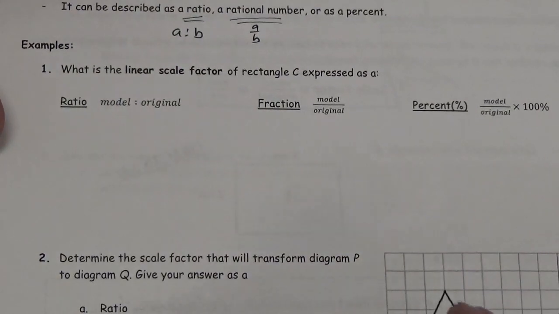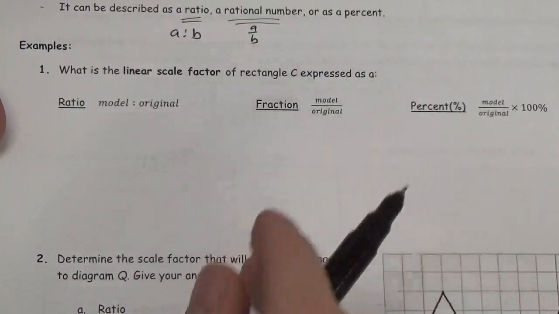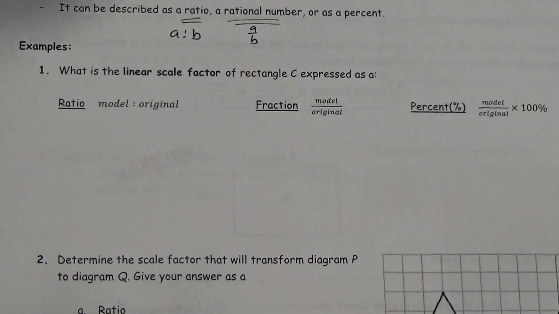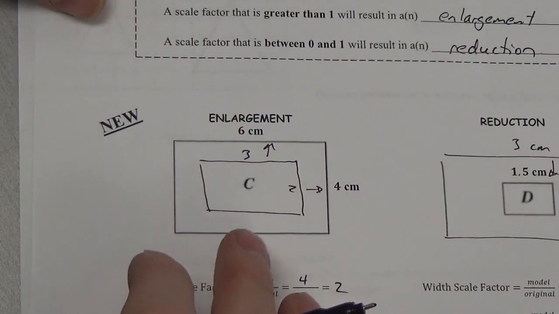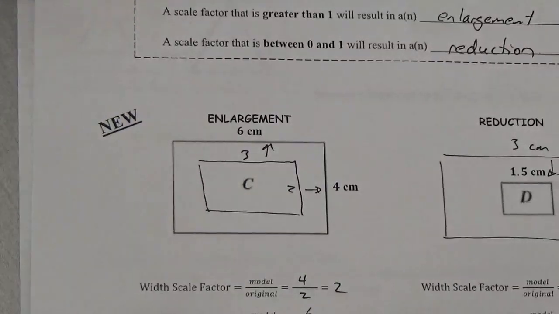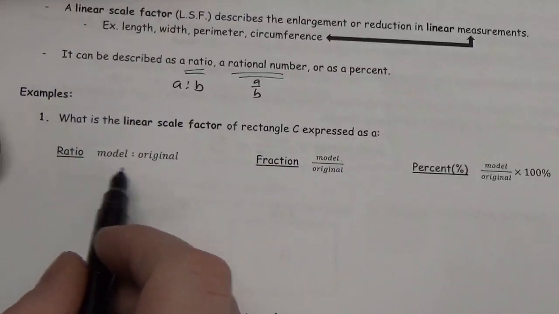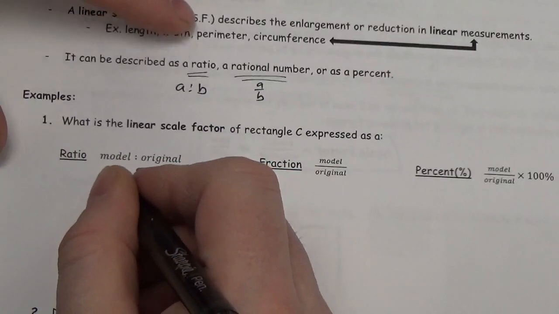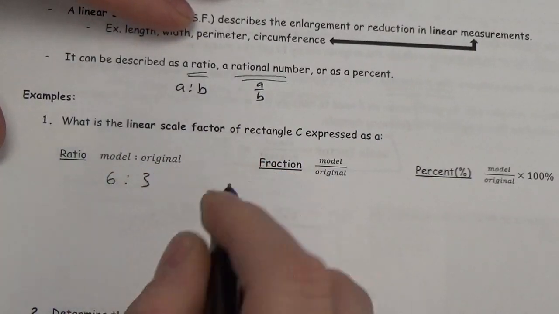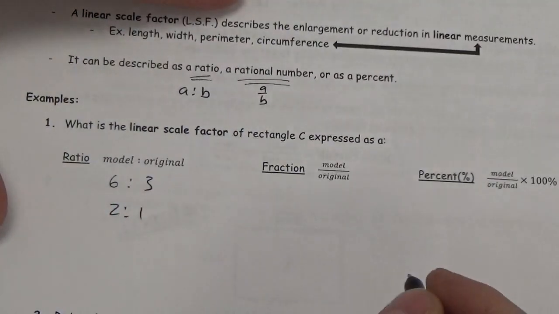So now let's take a quick look at this example. What is the linear scale factor of a rectangle C expressed as a ratio, a fraction, or a percent? So let's take a quick look down here. This was C, as compared to the original one, A here. That's what they're asking for. Well, as a ratio, we already figured out that I could reduce that down. So for example, my model was 6 and the original was 3. I'm just taking the lengths here, okay? Reduce that down and I got 2 to 1.